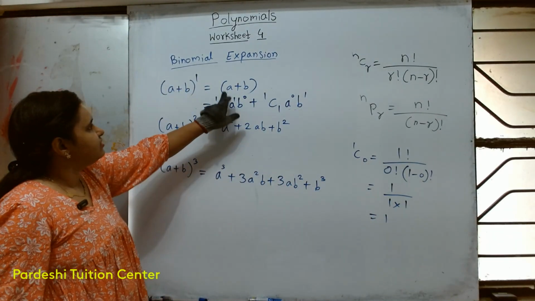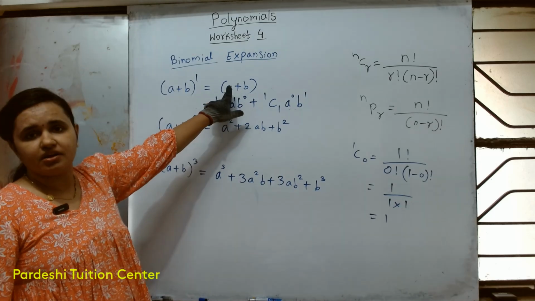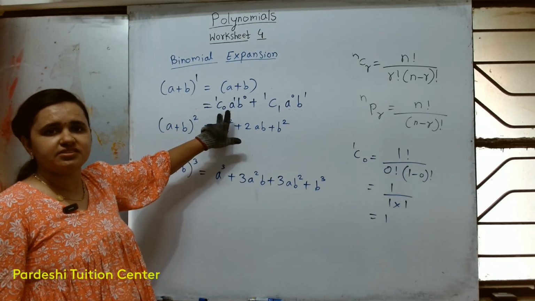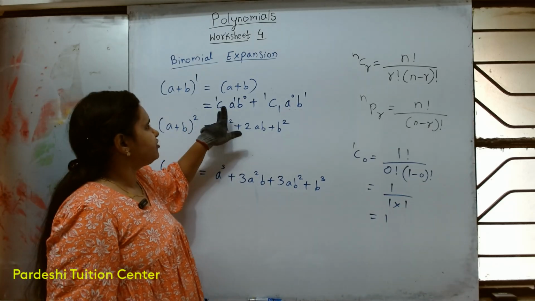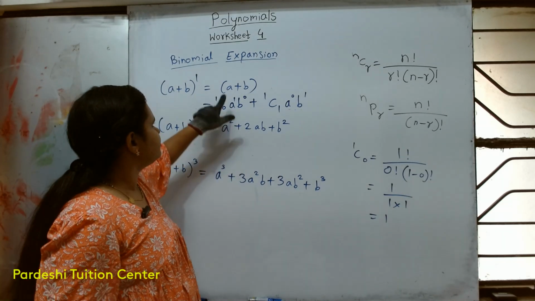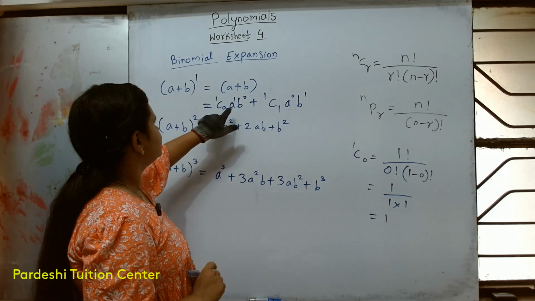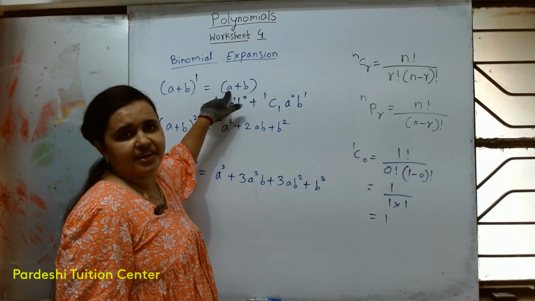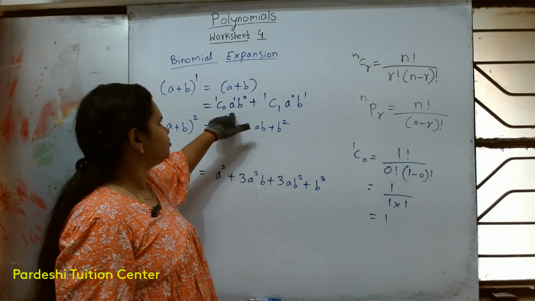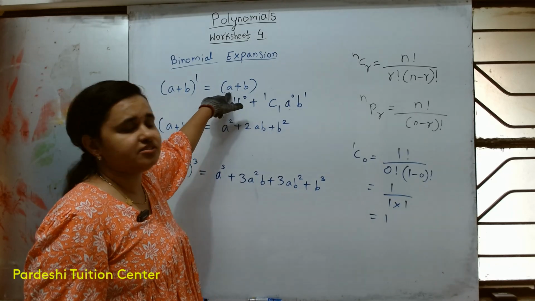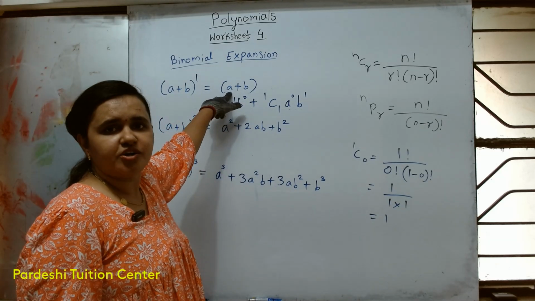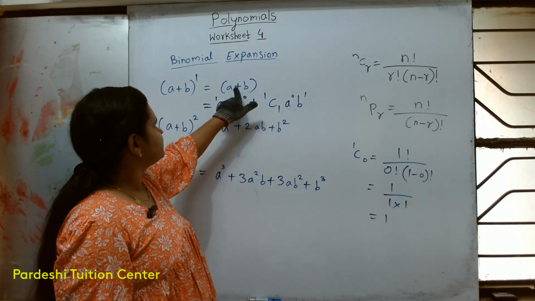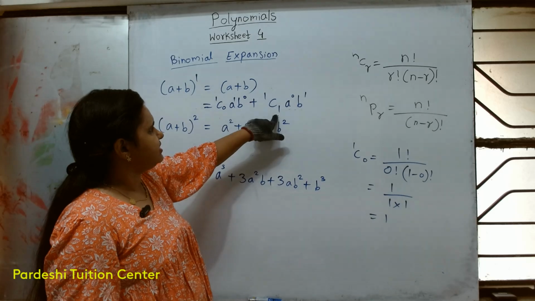So here the coefficient is 1, and we can write it as 1c0. The answer for 1c0 is 1 and the coefficient here is 1. Now a to the power 1: a is only one time, so the power of a is 1. In the first term b is not present, so we can write it as b to the power 0. Plus now again 1c1.